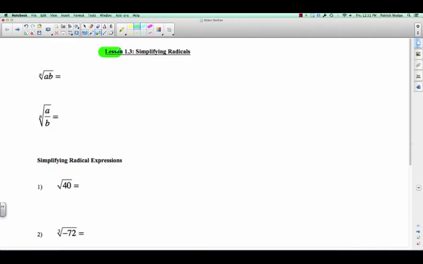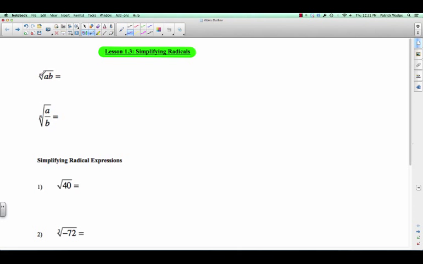Section 1.3 is on simplifying radicals, and we did this last year, so it's kind of review, although we're going to take it to a more difficult level this year. So first of all, two reminders of some laws to do with radicals.